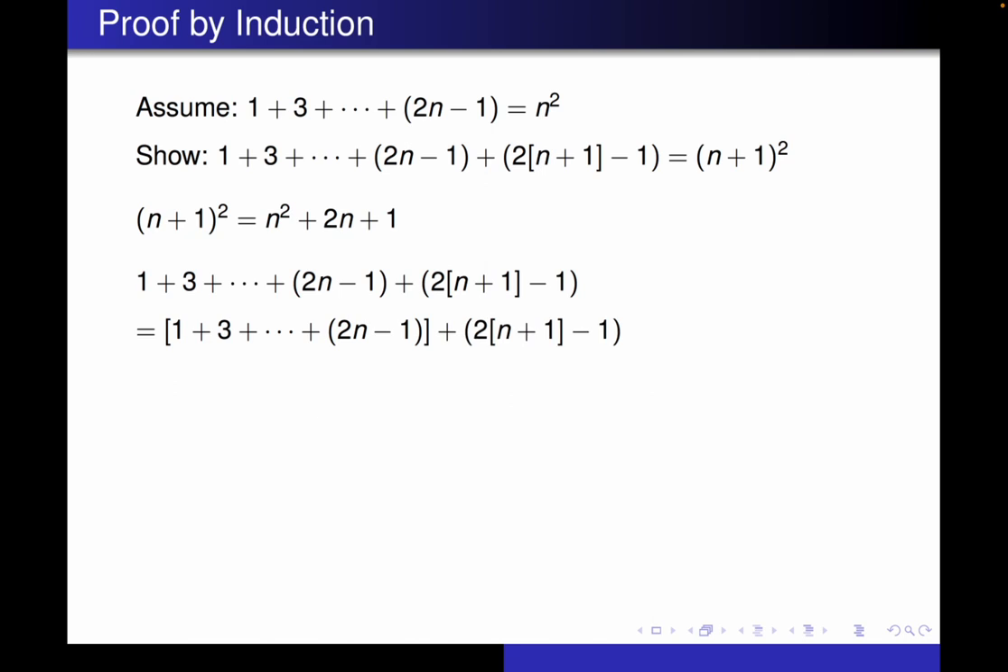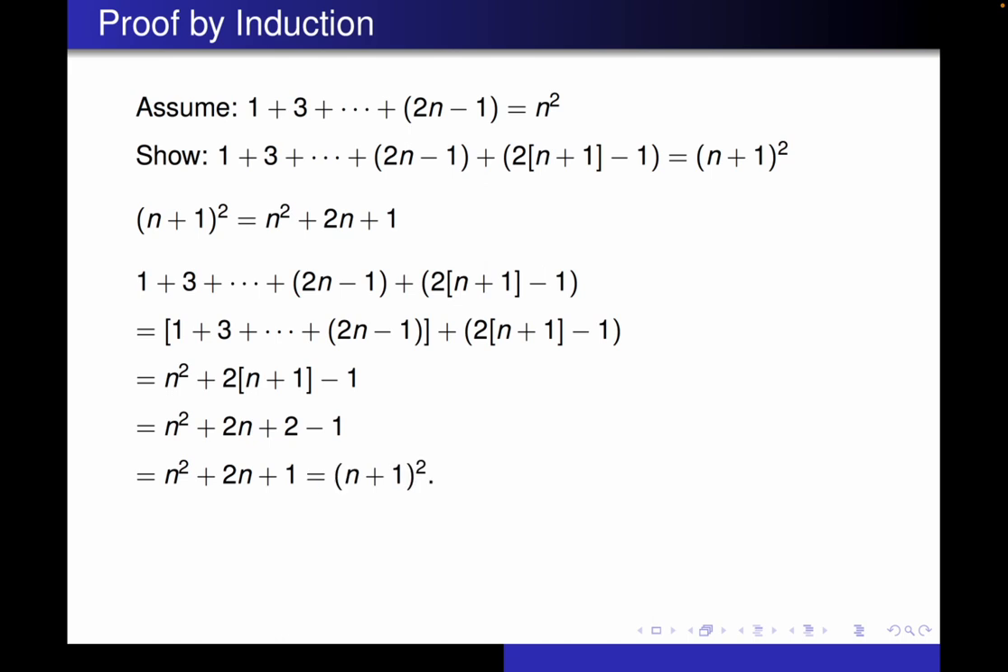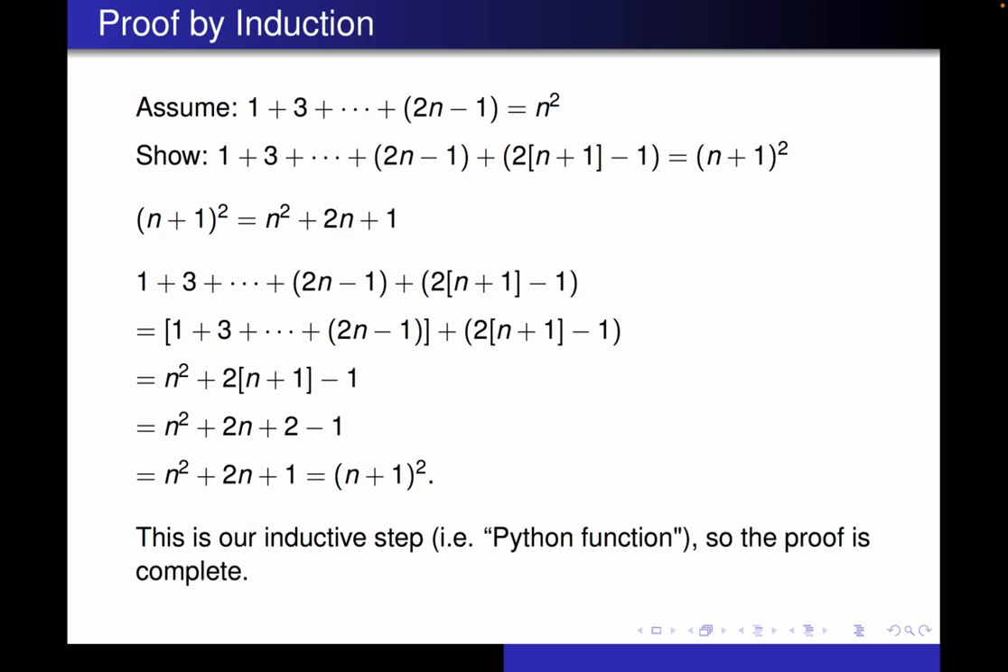Now, when I add up all the odd numbers between 1 and 2n minus 1, by what I'm assuming, that's equal to n squared. And then I add in the last part, which is just 2 times n plus 1 minus 1. I'm going to distribute that 2 to get n squared plus 2n plus 2 minus 1. Very conveniently, that 2 minus 1 is equal to 1. So I end up with n squared plus 2n plus 1, which, if I'm looking up several lines to right below the show, is exactly equal to n plus 1 squared. So when I add up all the odd numbers between 1 and 2 times n plus 1 minus 1, I get n plus 1 squared. That's exactly what we were trying to show. That's our inductive step. In other words, our Python function, if you want to think about it that way. So the proof is complete.